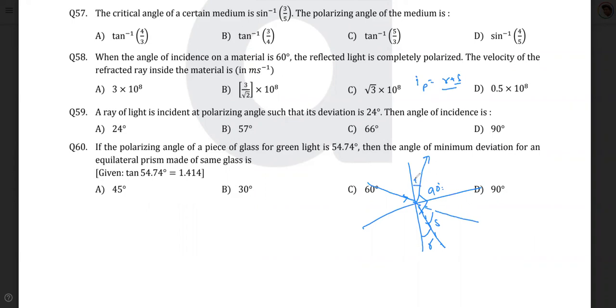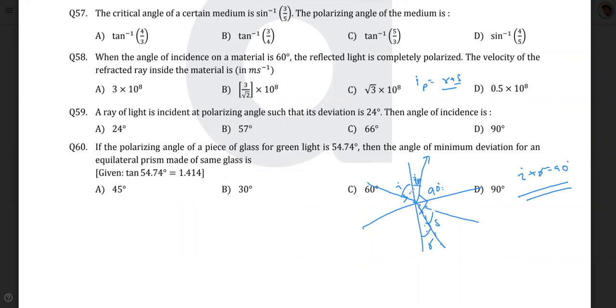This is your IP, because if this is also I, this is I polarized wala. So this plus this is equal to 180. So this plus this is 90. So we know that I plus R is equal to 90. यही तो condition था. हाँ या ना?